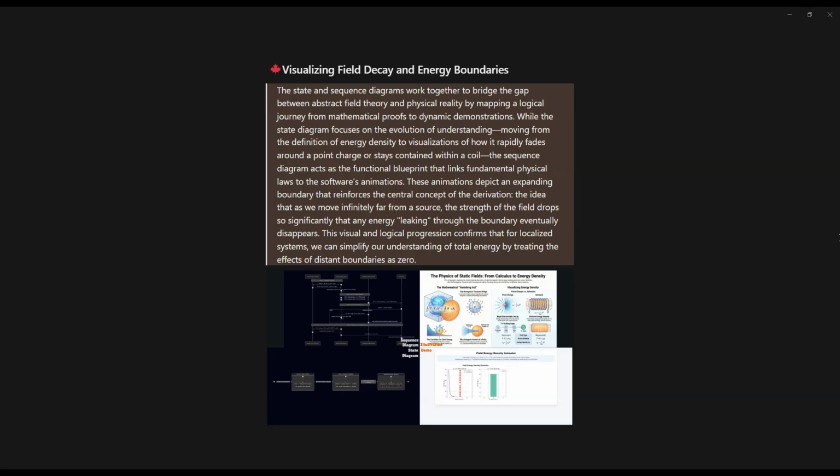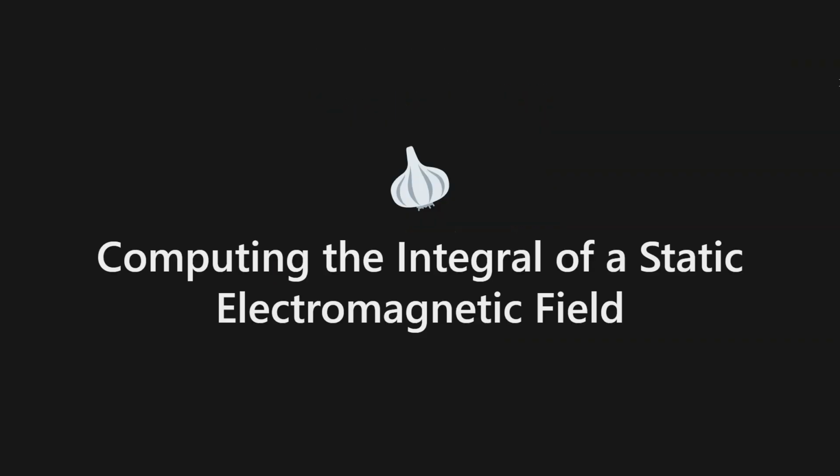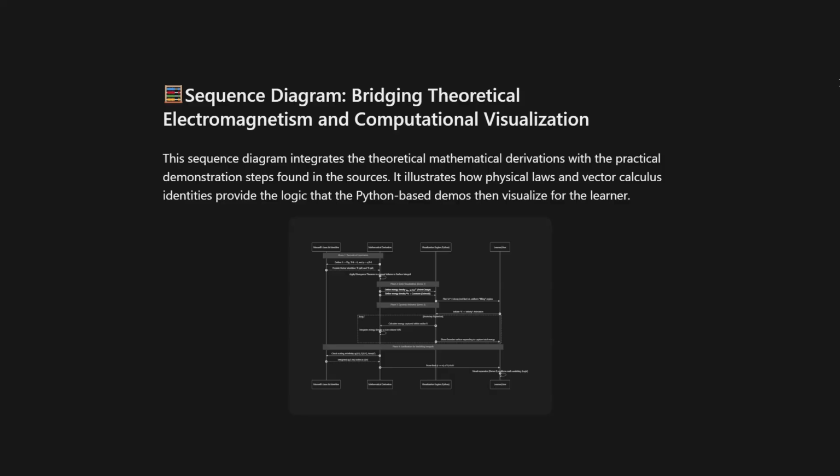It proves that in static systems, electric and magnetic energy densities can exist together without interfering in a way that disrupts the total balance of the system. By mastering the geometry of these fields, scientists and engineers can better predict how energy is stored, shielded, and utilized in everything from simple electronics to advanced plasma physics.